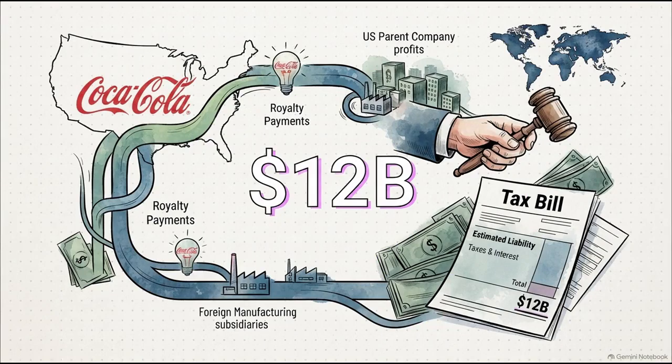And just to be clear, the stakes for getting these international tax structures right are truly astronomical. Take the Coca-Cola Company, for example. In a recent dispute over transfer pricing, specifically regarding how they allocated royalty payments for intellectual property between the U.S. parent company and their foreign manufacturing subsidiaries, the tax court found they were shifting way too much profit offshore. Coca-Cola's estimated potential liability for those taxes and interest, an unbelievable $12 billion.